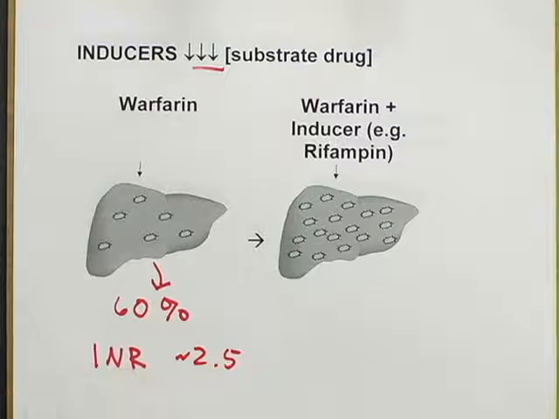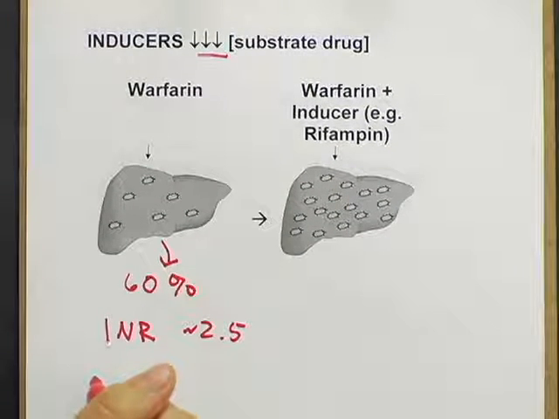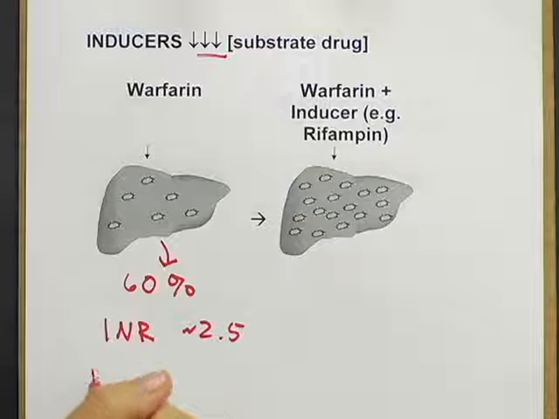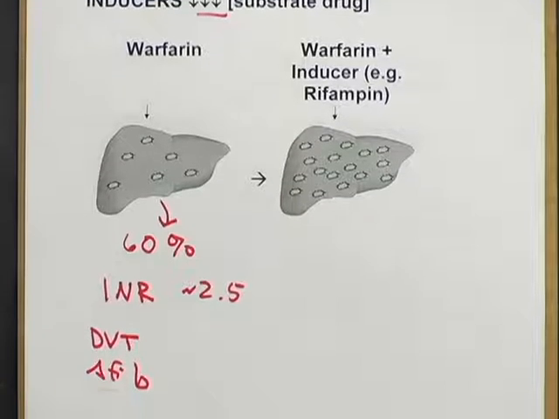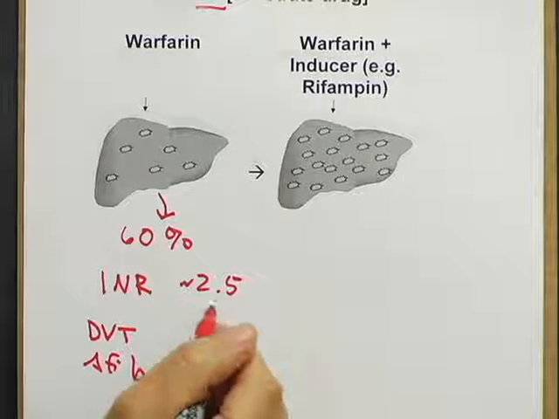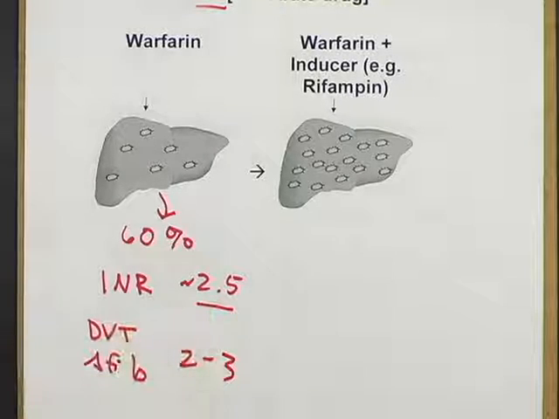And that is perfect for this patient because they have one of the two common conditions for which warfarin is prescribed, DVT or atrial fibrillation, the most common type of arrhythmia, and we want to keep the INR right around 2.5. The range is 2 to 3, so right in the middle would be perfect. And that's what we've got in this case.